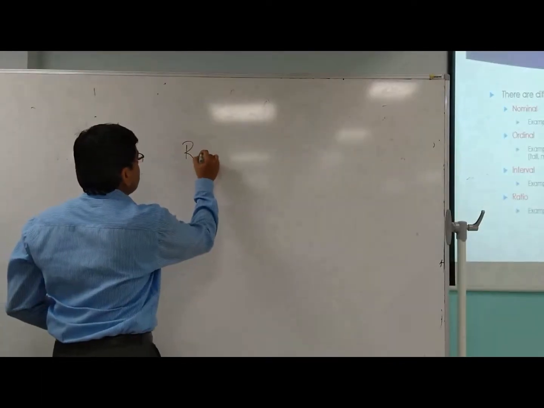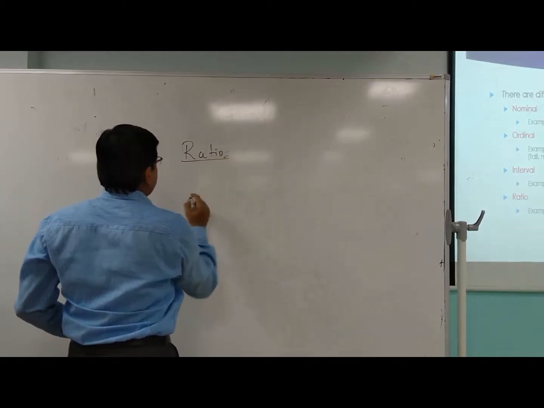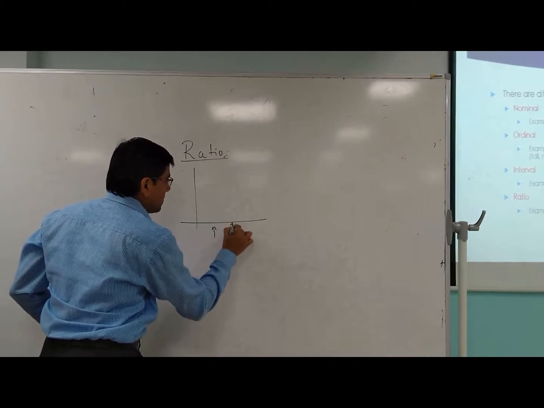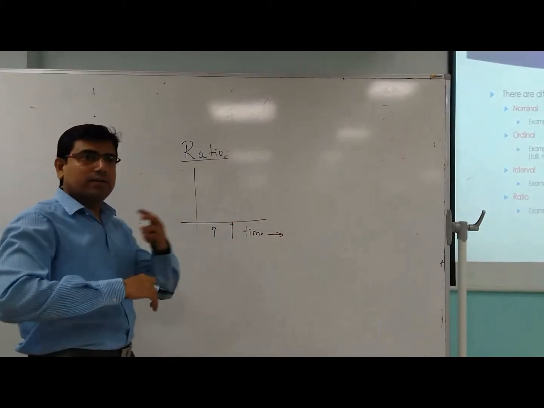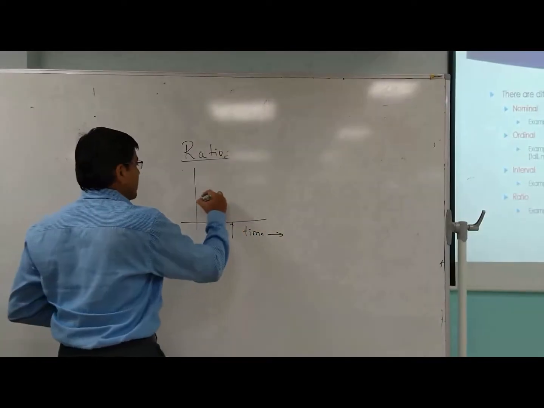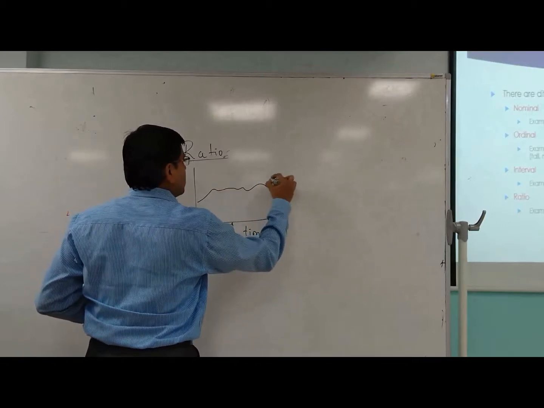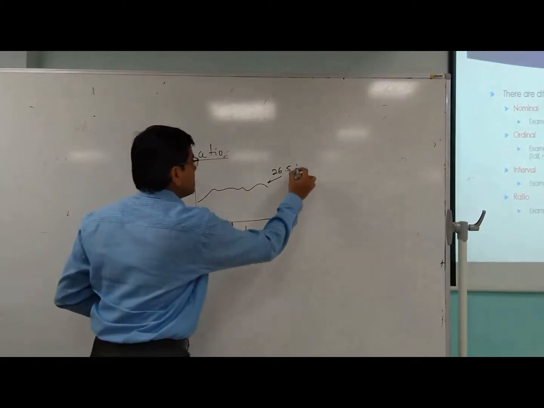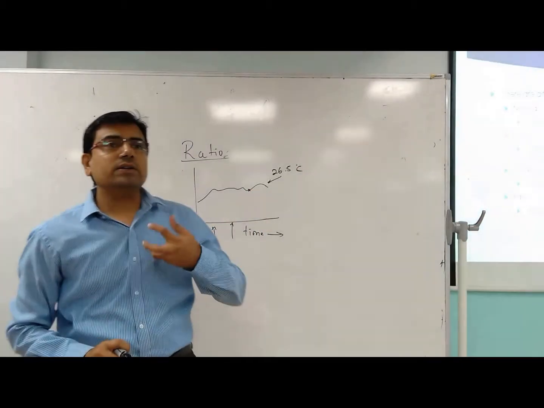Say for example, if I take ratio, there are temperatures. Suppose there is a temperature varying along different times. This is the time along the x-axis, and the temperature is measured along the y-axis. So what is it exactly creating? This kind of value, where each value is like 26.5 degrees Celsius or any value here, they create a ratio.